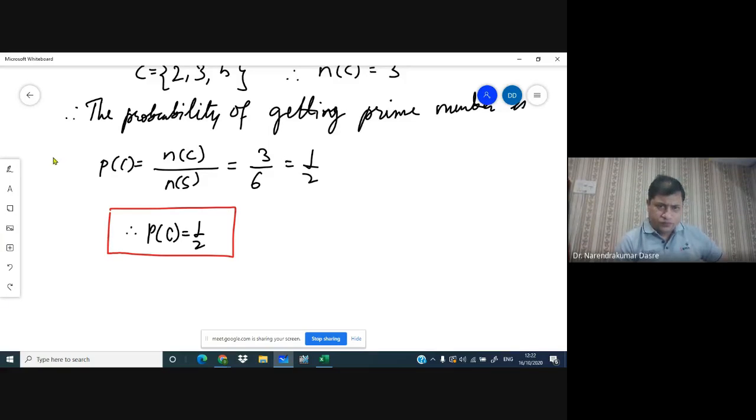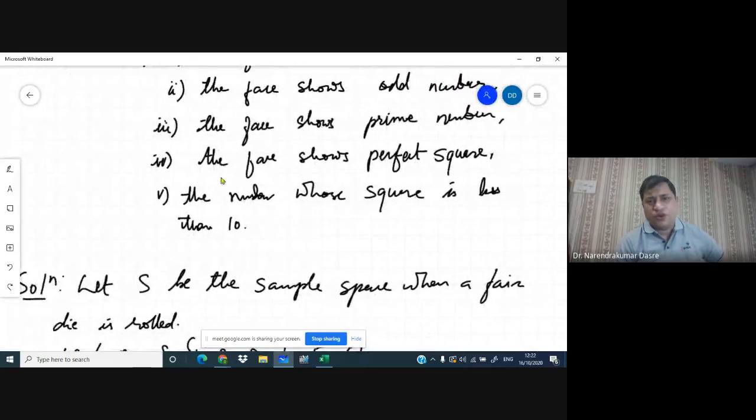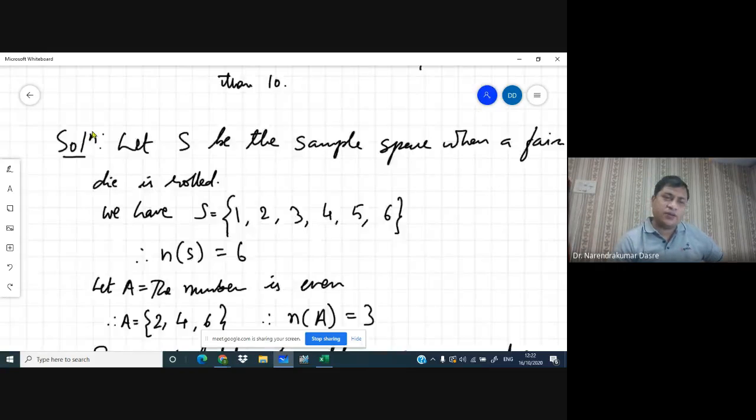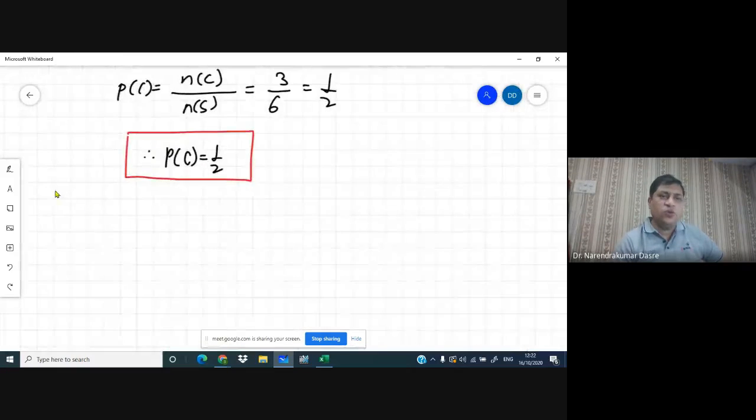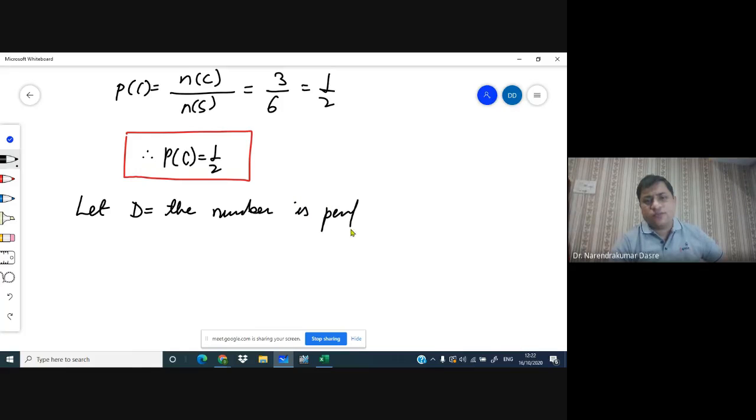Now let us see what is the next event we have. The next event is the face shows a perfect square. So this is the event that we have. Let D be the event: the number is a perfect square. So we need to check what the sample points in D are.